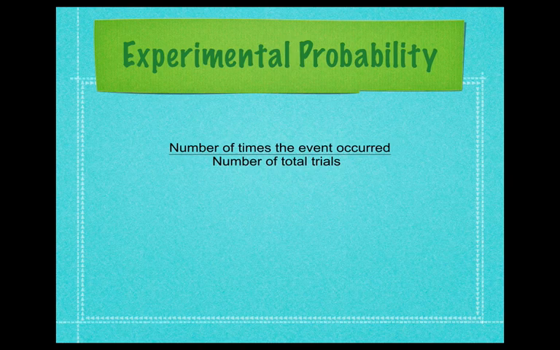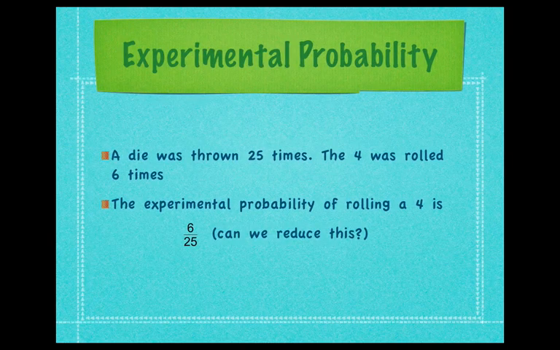Now, we have 2 kinds of probability. The first kind is experimental probability. If you look on your handout, you have 2 boxes. You're in the left box. Experimental probability is in relation to an actual event, an experiment that happened. So you're using data that you have collected. So for example, if a die was thrown 25 times, the number 4 was rolled 6 times. So the experimental probability of rolling a 4 is 6 out of 25. Can we reduce this? Not in this case. But remember to always check, because you need to be able to reduce those fractions.